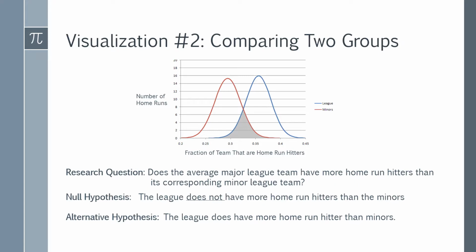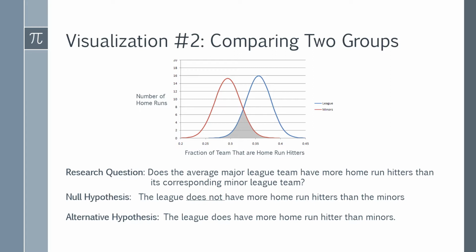So, let's take a look at the research question. Does the average major league team have more home run hitters than its corresponding minor league team? The null hypothesis, the league does not have more home run hitters than the minors. The alternative hypothesis, the league does have more home run hitters than minors.